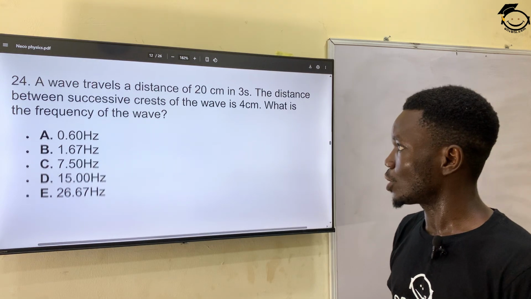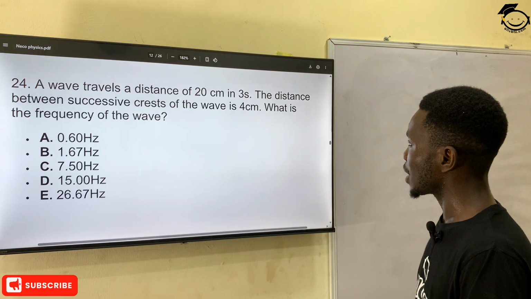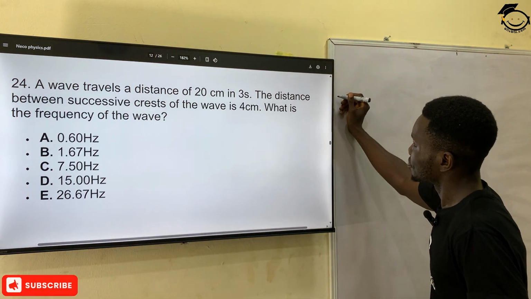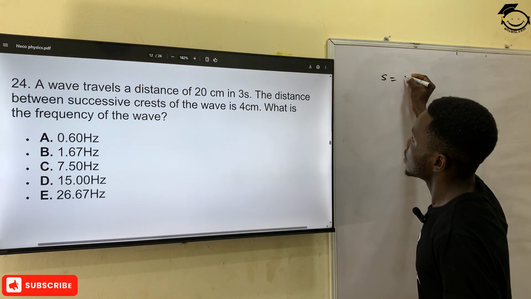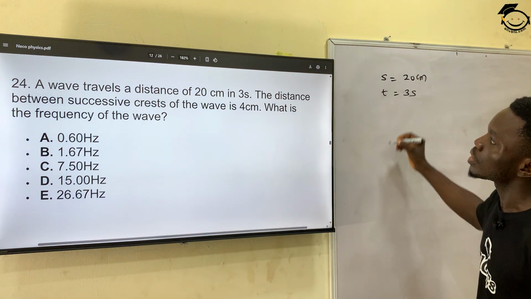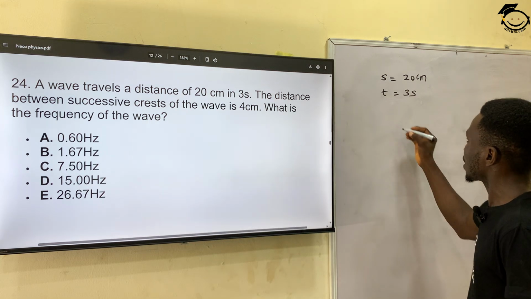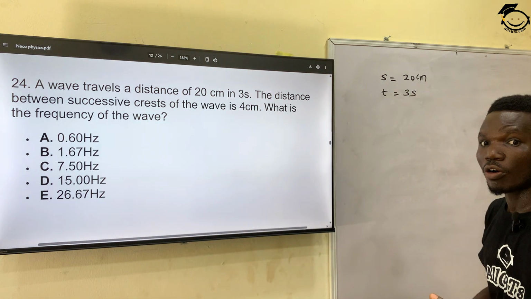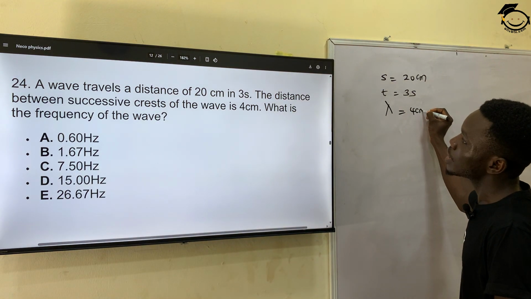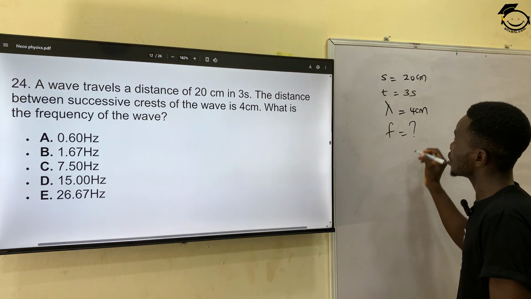That is also question number 23, which says, a wave travels a distance of 20 centimeters in 3 seconds. So our distance here is 20 centimeters and the time it took is 3 seconds. Then it says the distance between successive crests of the wave is 4 centimeters. And we know that the distance between successive crests or troughs is always our wavelength. So our wavelength here is 4 centimeters. Then the question is, what is the frequency of the wave? We do not know the frequency of the wave.